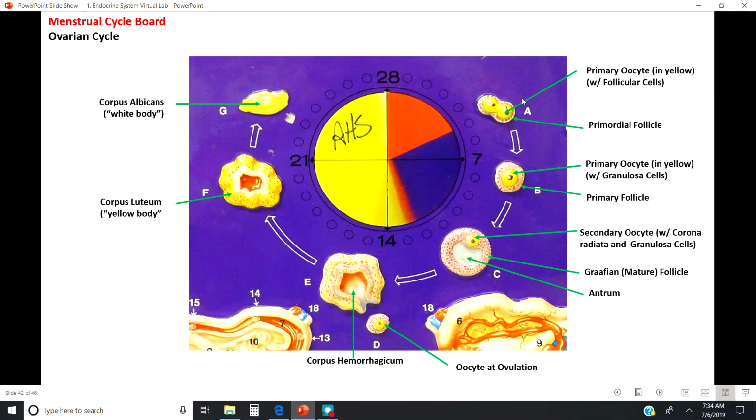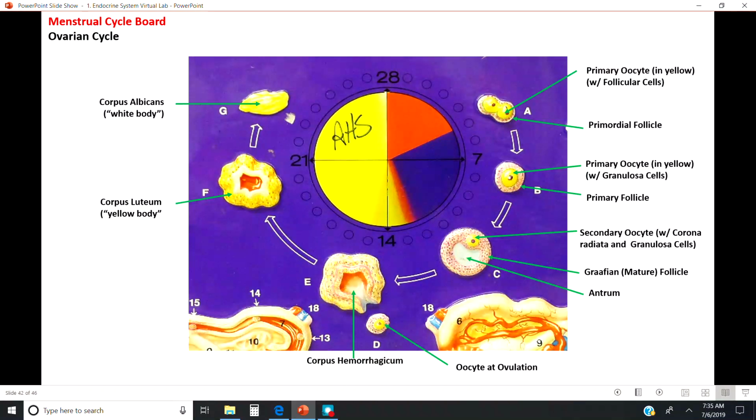These are actually known as primordial follicles. These primordial follicles are going to become a primary follicle. The primary follicle is going to become a secondary follicle, which we don't really see here. And then the secondary follicles are going to become a mature follicle known as a Graafian follicle. Within these follicles, we always have the oocyte, a primary oocyte here, a primary oocyte here.